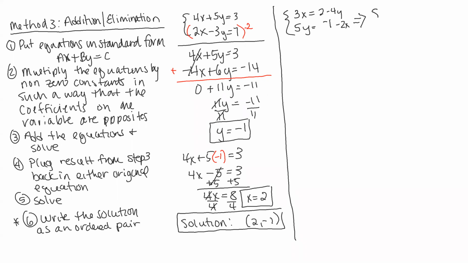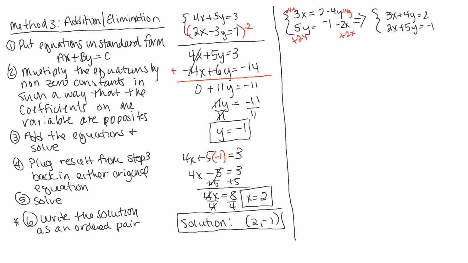So for our actual system, for the first equation, I want to add the 4y back on both sides. So right here I've got plus 4y, and I'm going to go over here and get plus 4y. That's going to give me 3x plus 4y equals 2. Now for the second equation, what I need to do is add 2x to both sides. When I do that, I get 2x plus 5y equals -1.